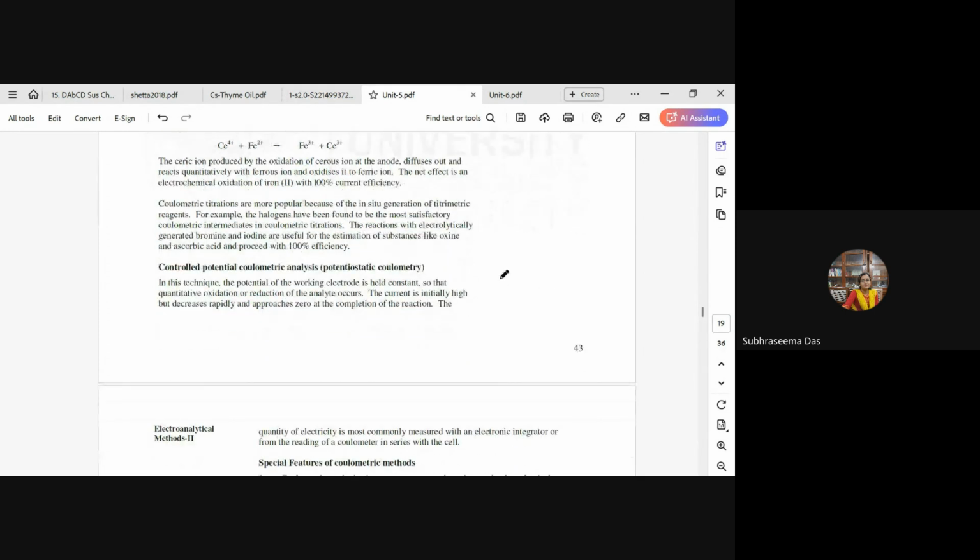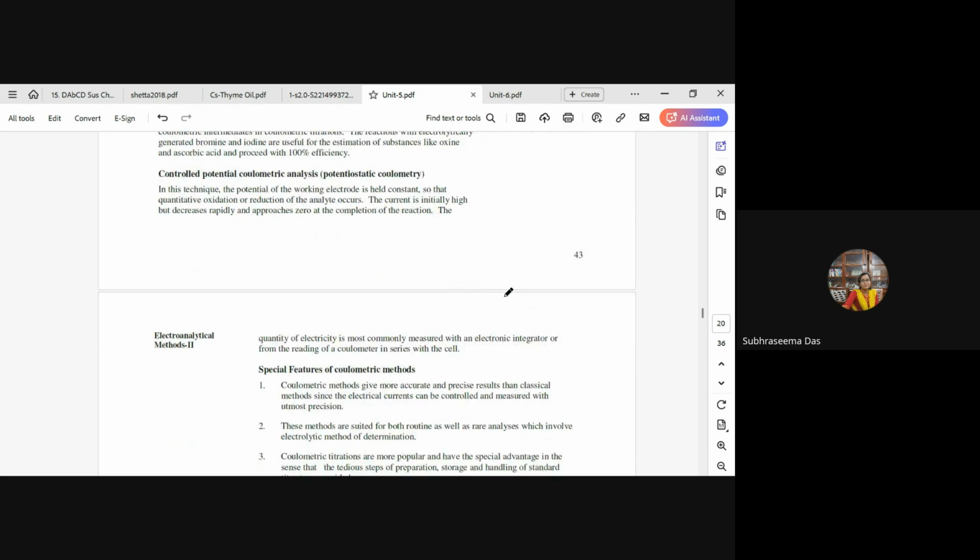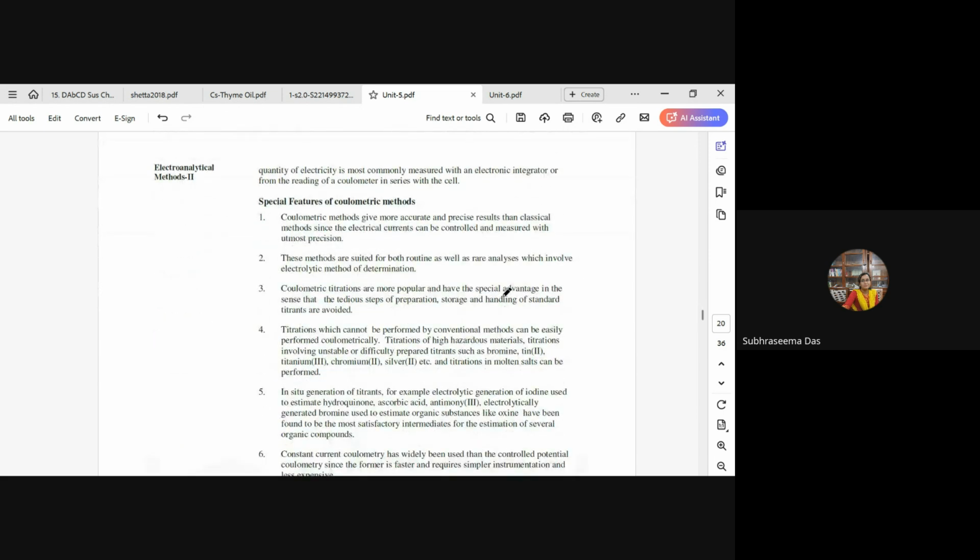Then coming to potentiostatic coulometry. Here the potential of the cell remains constant, so that the oxidation or reduction of the analyte occurs. The current is initially high but it decreases rapidly and approaches zero. Then the special features of the coulometric methods.